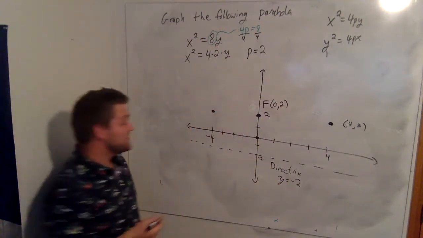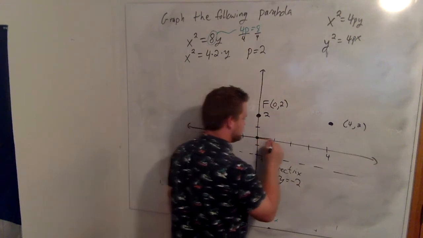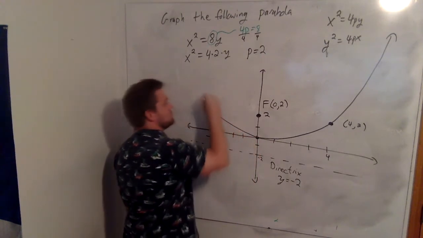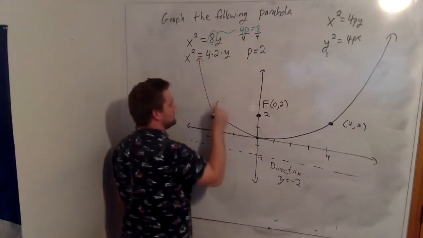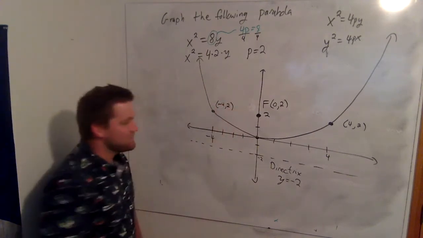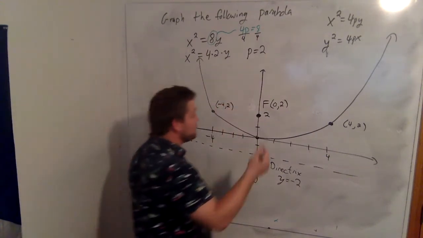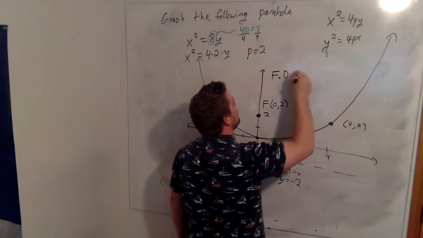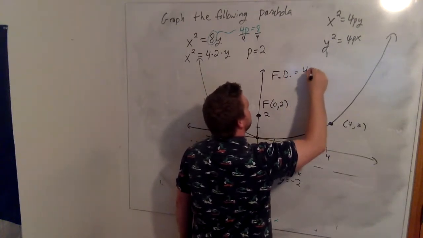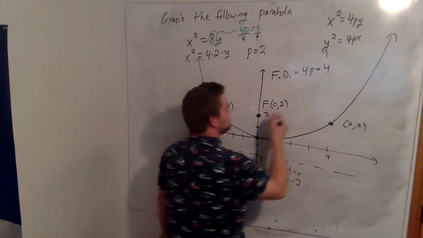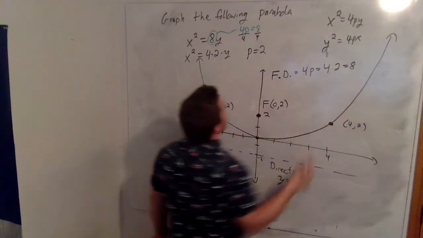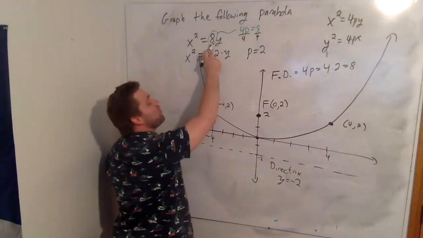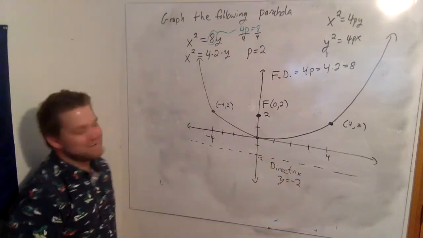And now we're just going to connect these 3 points. So this is the point (-4, 2), and here we have our parabola. It might be nice to note what the focal diameter is. The focal diameter is going to be equal to 4p, so that's 4 times 2, which is equal to 8. But knowing the equation for a parabola is x squared equals 4py, you could almost just look at the coefficient in front of y to figure out your focal diameter.